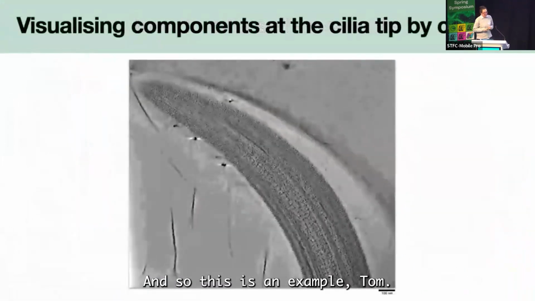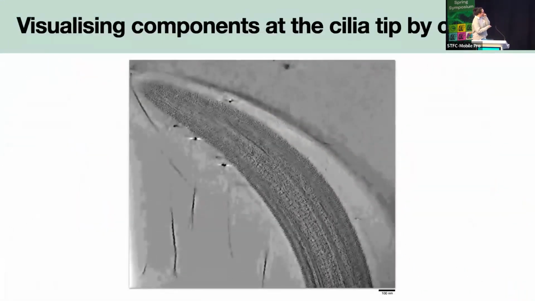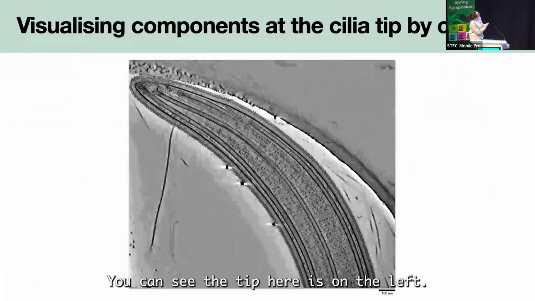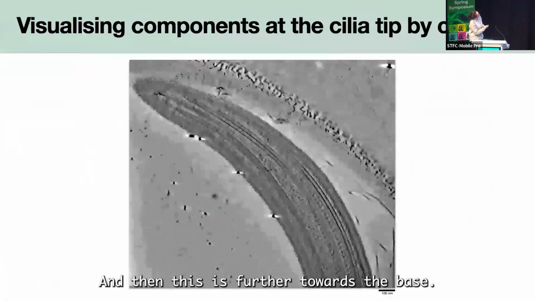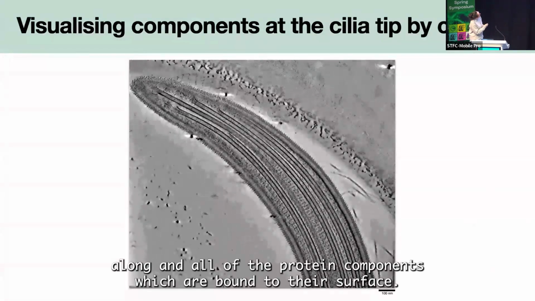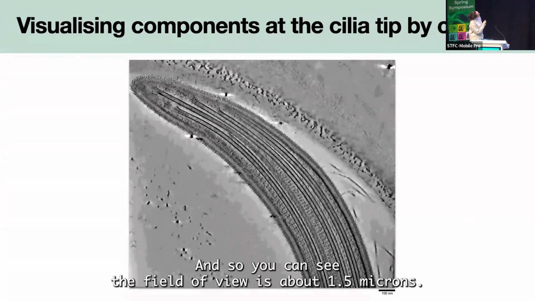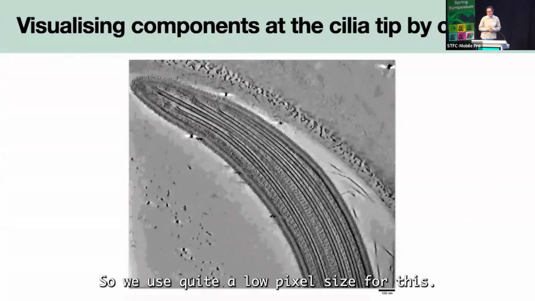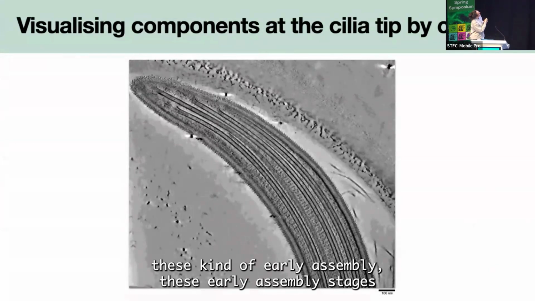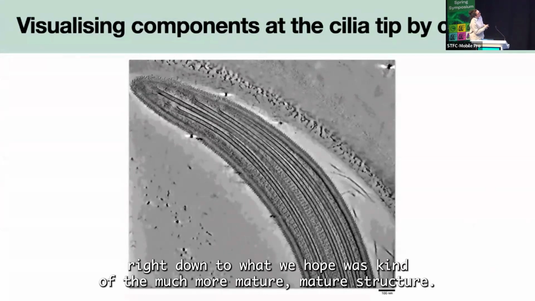And so this is an example tomogram. You can see the tip here is on the left, and then this is further towards the base. You can see all of the different microtubules going along, and all of the protein components which are bound to their surface. You can see the field of view is about 1.5 microns. So we used quite a low pixel size for this, and that was really just so that we could get these early assembly stages right down to what we hoped was the much more mature structure.